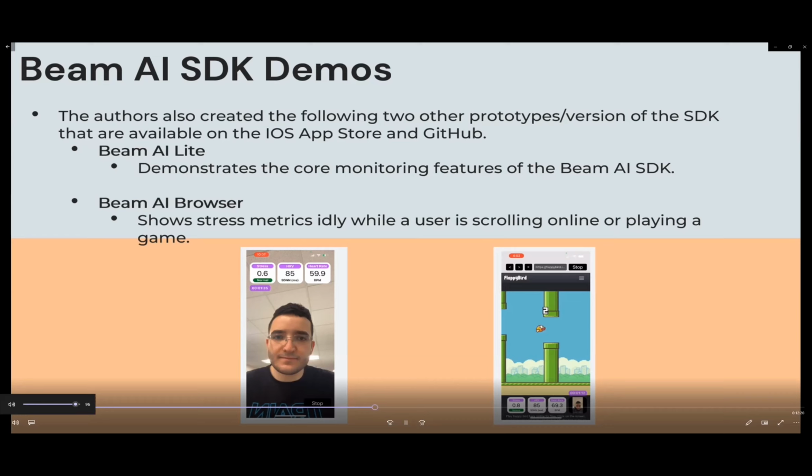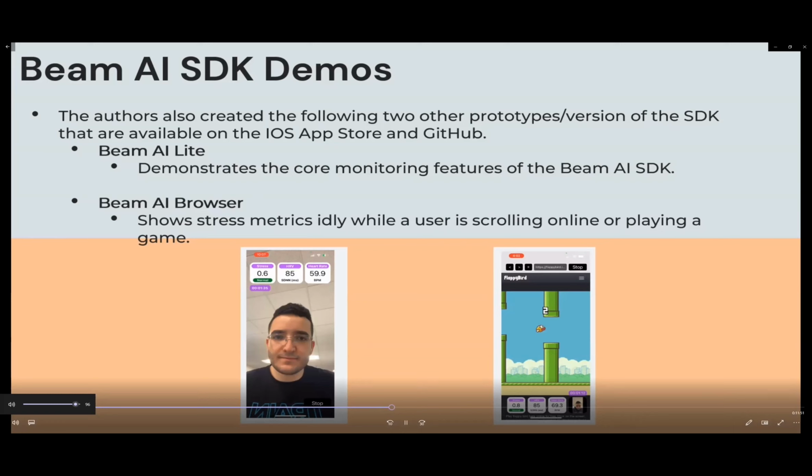The one I've been showing the past couple slides is the Beam AI Lite, which essentially you open up and it's the front-facing camera, and it just outputs the stress, the heart rate, and the heart rate variability. And this is just demonstrating the monitoring features that the Beam AI SDK offers.